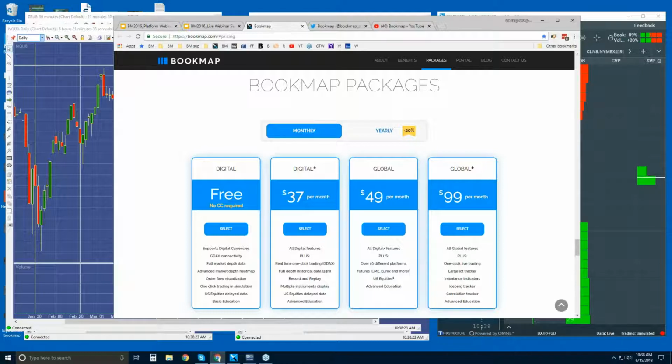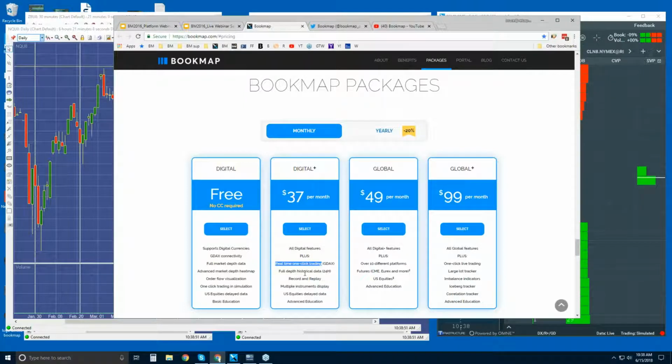So you can really get a feel for what Bookmap is, but you only get access to that one digital currency, and there's very limited support and only basic education. Okay. So the Digital Plus version, though, you get full support and the full advanced education. It allows you as well to connect to the GDAX exchange and trade right from the Bookmap chart.